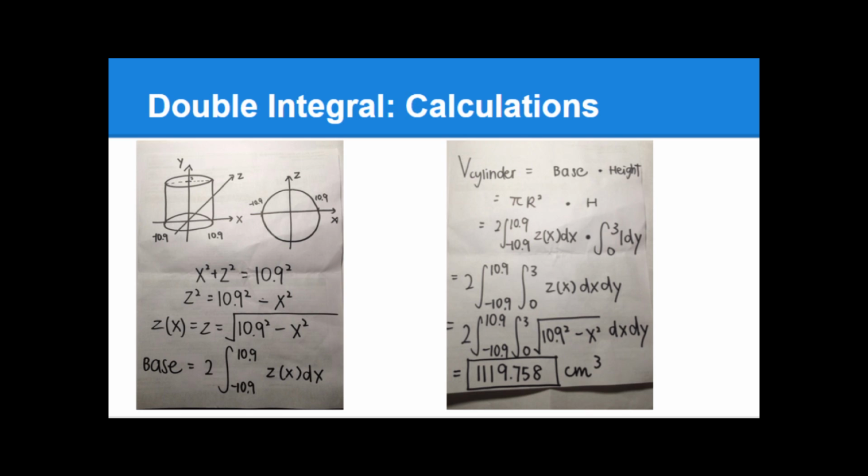In the next step, we combine both integrals. After that, we introduce the identity of function z to get a value of 1,119.758 centimeters cubed.